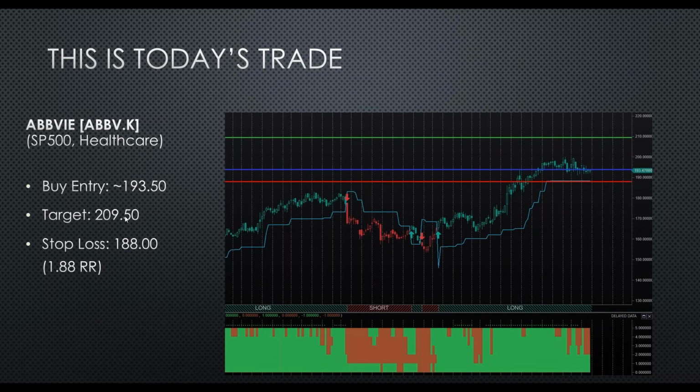Entry around 193, target I would say around 209, which would take out our all-time high here around 200, and our stop loss just where the SuperTrend Bull's Eye stop loss is at 188, which would give us approximately a reward to risk ratio of 1.88. And this is exactly how I found this trade, by combining SuperTrend Bull's Eye with our Trend Radar indicator.